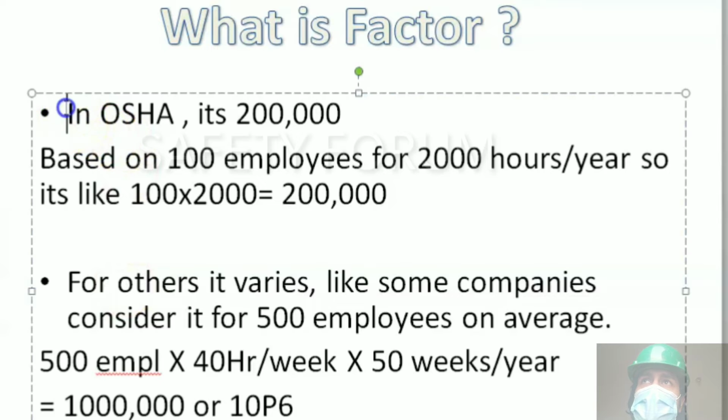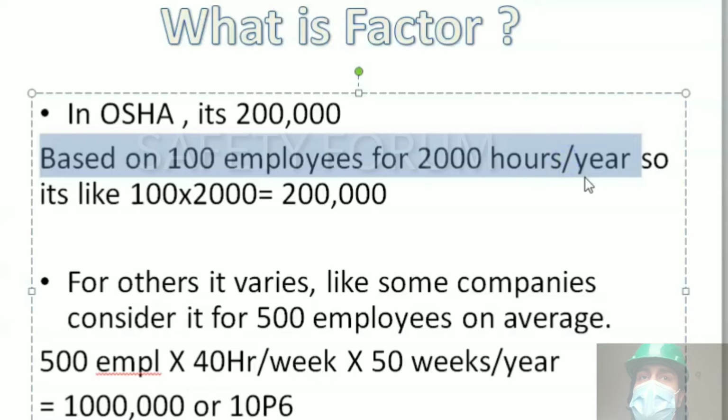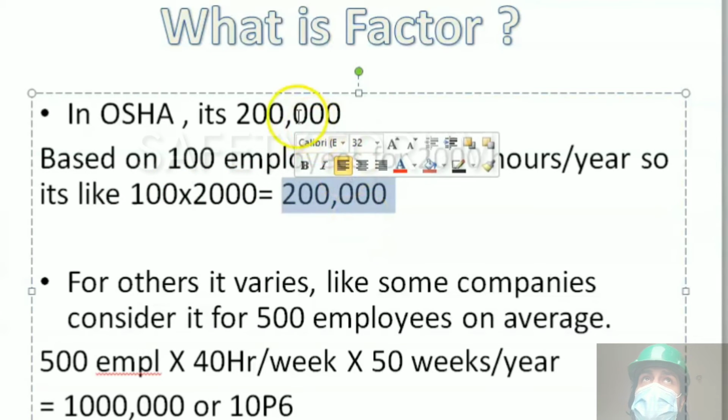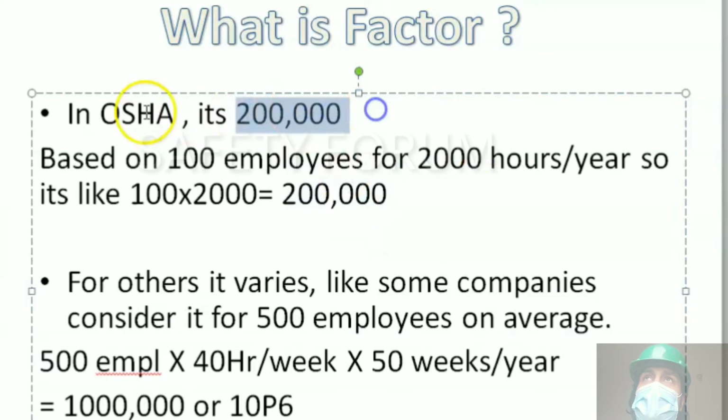Even in OSHA, this factor is 200,000. How they are getting this factor, you have to understand this concept. For all their calculations, OSHA considers 100 employees working 2000 hours per year. This is the standard set by OSHA. So for 100 employees working 2000 hours per year, when you multiply it, you get this factor, which is 200,000. This is the reason you will see this factor in all OSHA calculations. We will see it in our next slides.